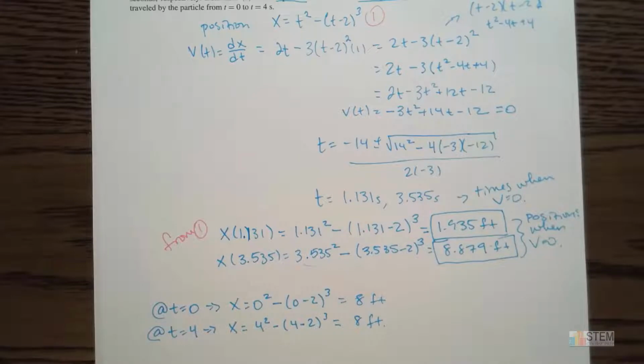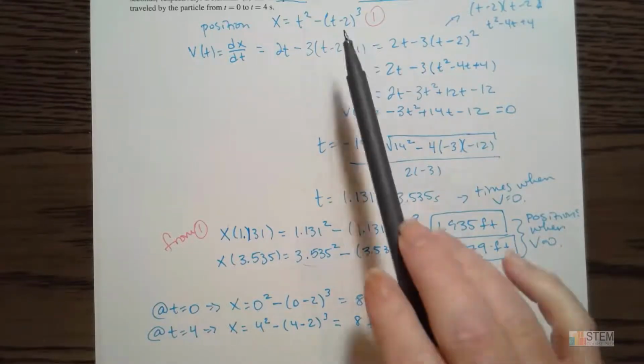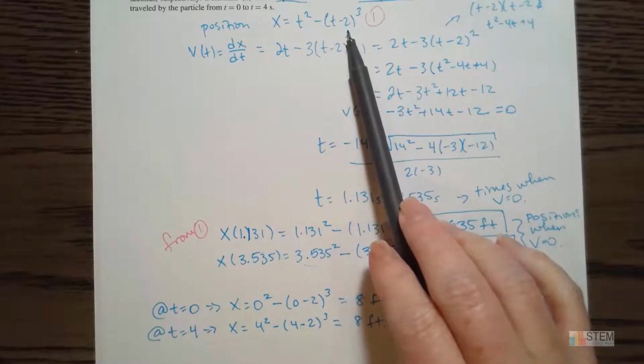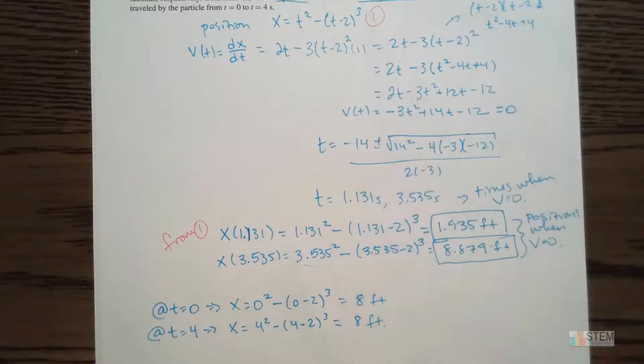Now if you think about that, does that really make a lot of sense? Because we start at t equals 0 with a position of 8 feet, and then at 4 seconds, we're back at 8 feet. That means you've got a path that is not going in a straight line, which makes sense because this equation up here is a cubic equation. So we don't have just straight line motion. We've got this curvy path that we're on.